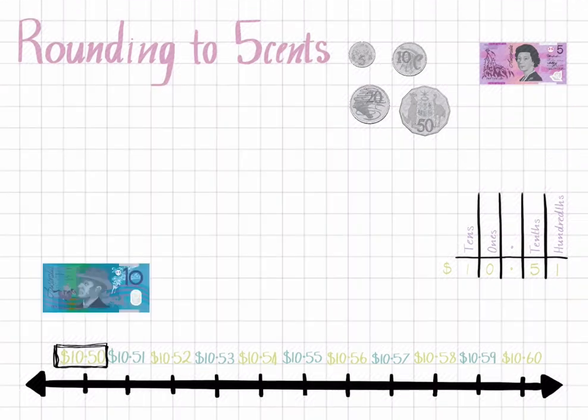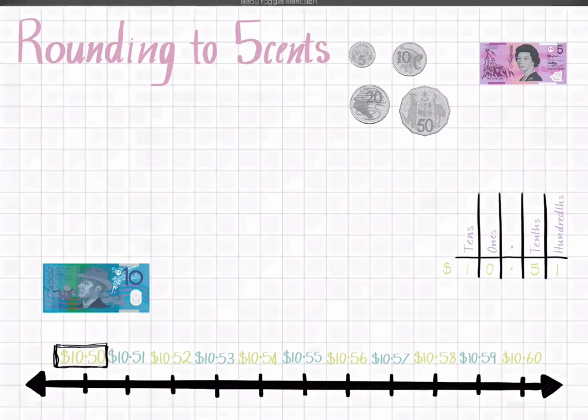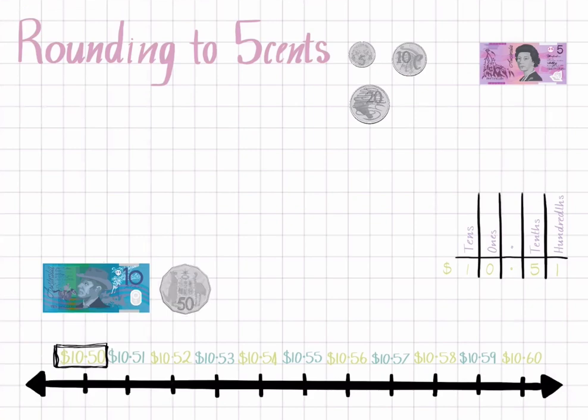Then if I look at my cents, I can see I'm going to need 50 cents. So I can see I've got a 5 cent, a 10 cent, a 20 cent. Oh, perfect. There is my 50 cent. So I'm going to bring that down there. So now I have exactly $10.50.